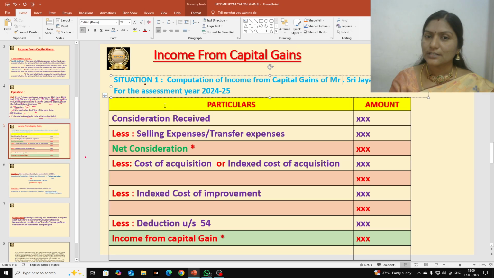So Jayaprakash is the assessee, and we are going to calculate this for the assessment year 2024-25. First we are going to draw columns like this. We are going to follow the same format for all the problems under income from capital gains. If anything is not required, we are going to delete it, and follow the same format. Particulars, amount. These are the columns that we are going to draw. Always the first item is consideration received.